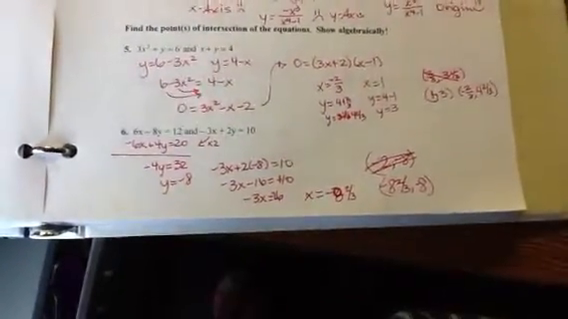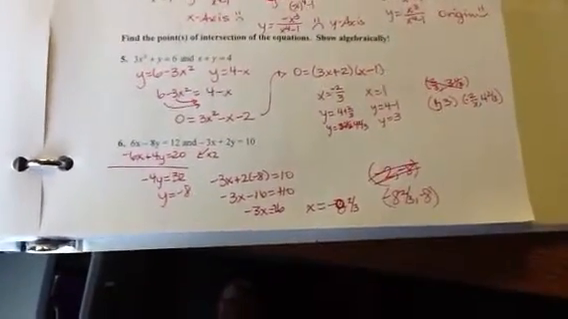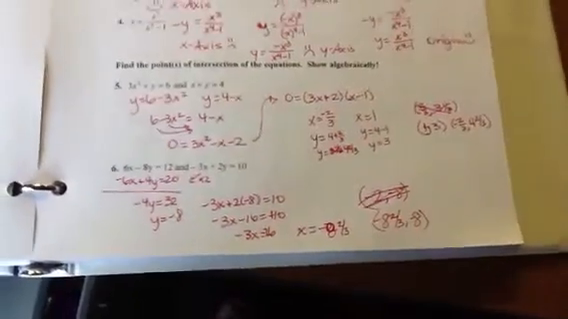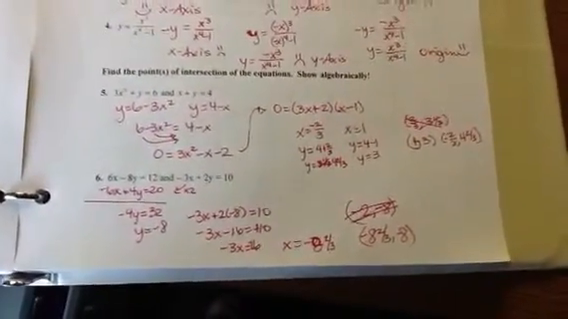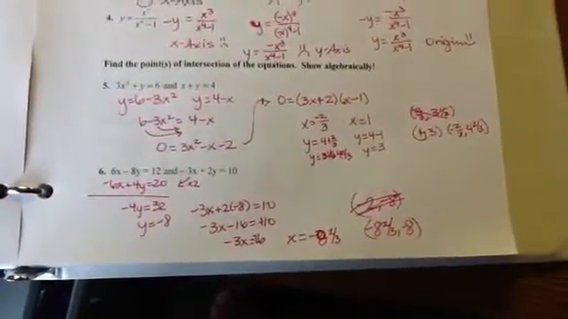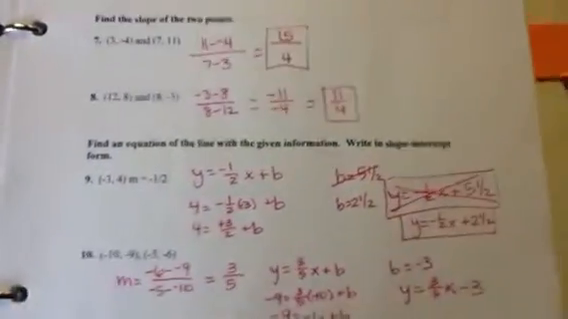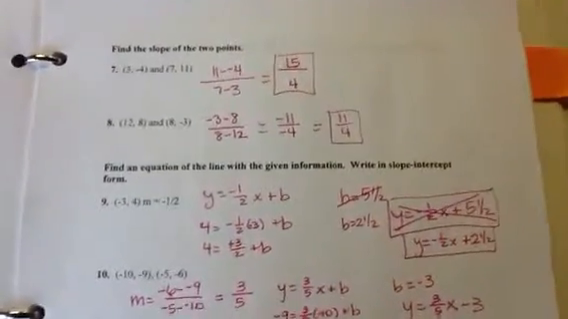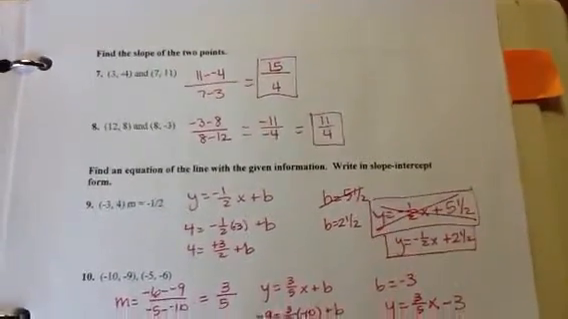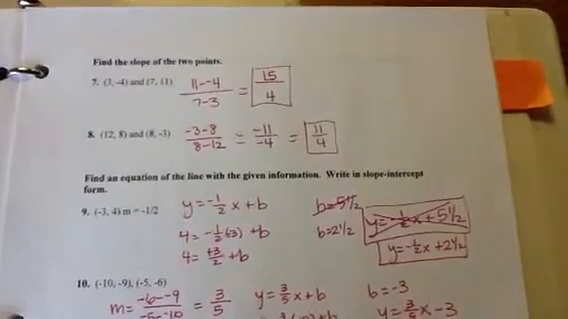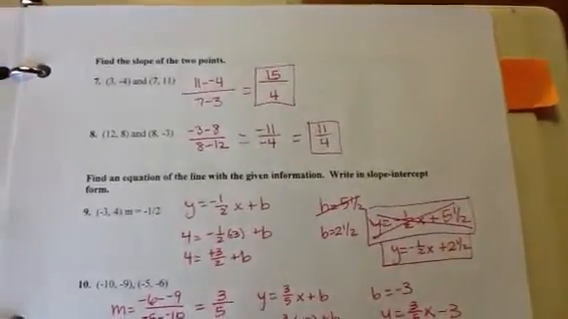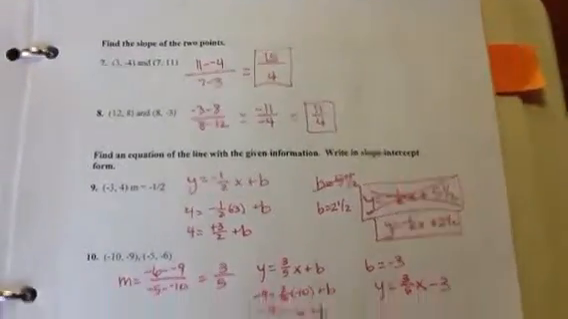For 6, I did elimination, so I multiplied my second equation by 2, and then I added my two equations together to eliminate my x's, and then I solve for y. To solve for x, I plug in negative 8 for y and solve. 7, to find the slope, you do the change in y over the change in x, and I got 15 over 4. 8, you do the change in y over the change in x, and I got 11 over 4. Remember, your ordered pairs go x, then y.